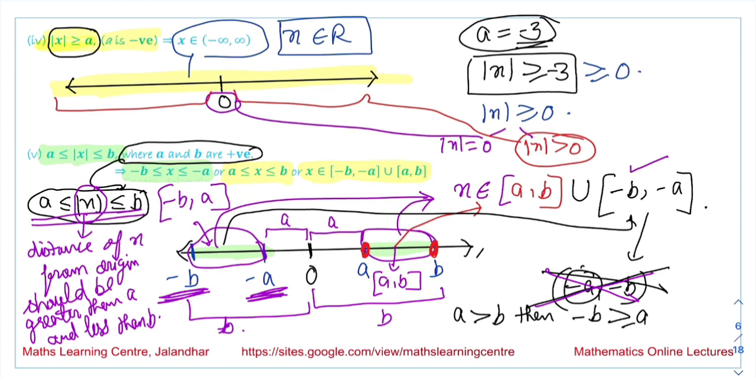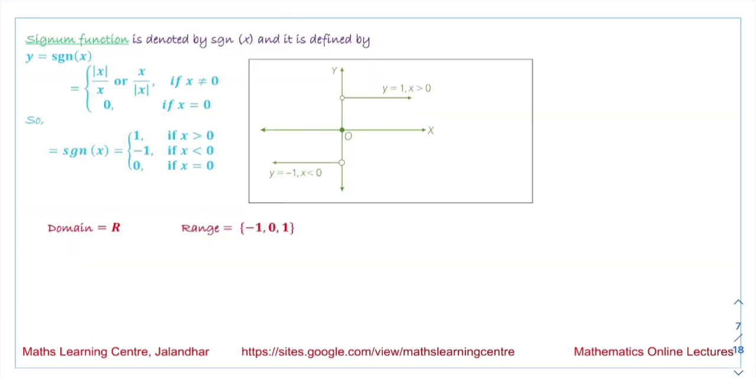The next function we have is the signum function, and it is denoted by sgn of x, and it is defined like this. This is the definition. We are saying y is equal to signum of x, that is equal to, this is the definition of the function. If x is not equal to 0, then the value it gives us is in this form, and if x is equal to 0, the value it gives us is in this form.